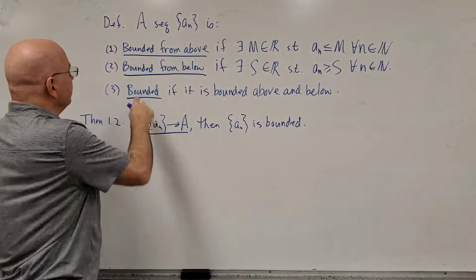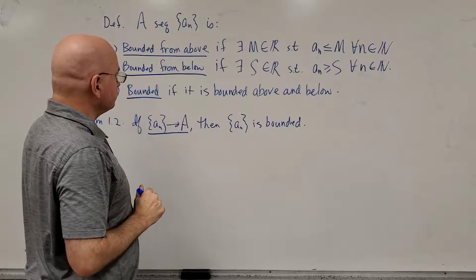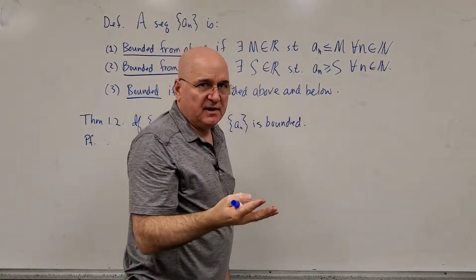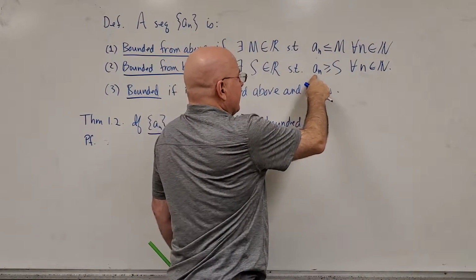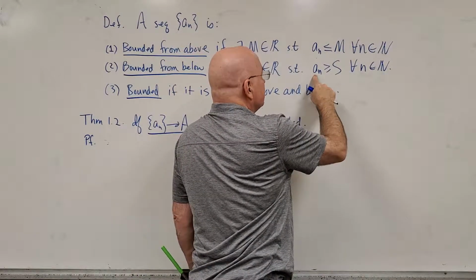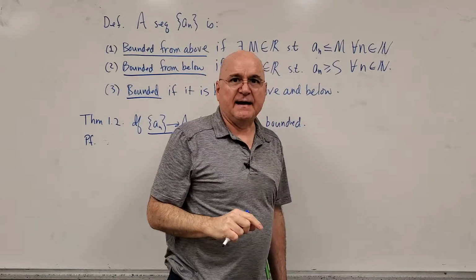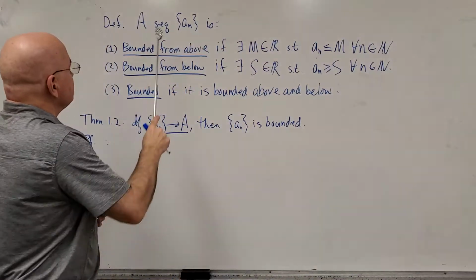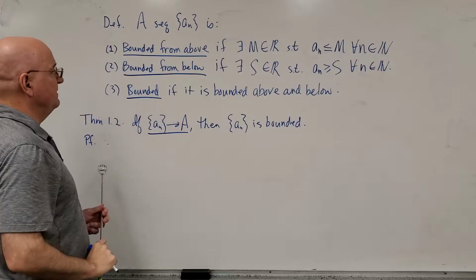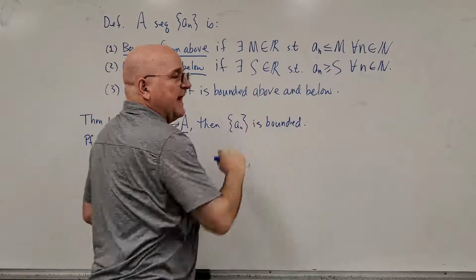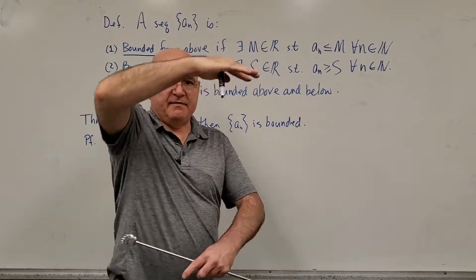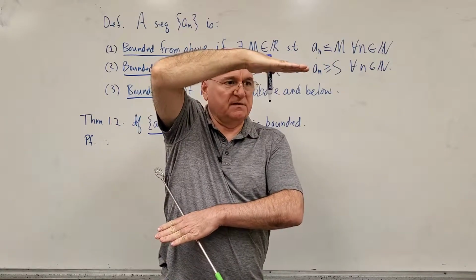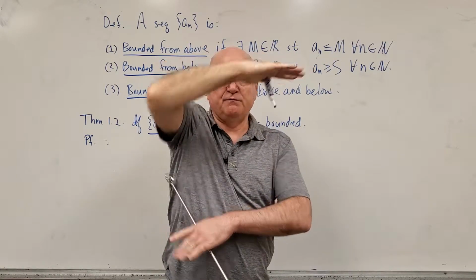Similarly, on the other end, bounded from below. a_n is bounded from below if there's some number, capital S, such that every single element in the sequence is greater than or equal to that capital S. And finally, the sequence a_n is bounded if it is bounded above and below. So you have an upper bound and a lower bound. All of the sequence elements fall between those two values.